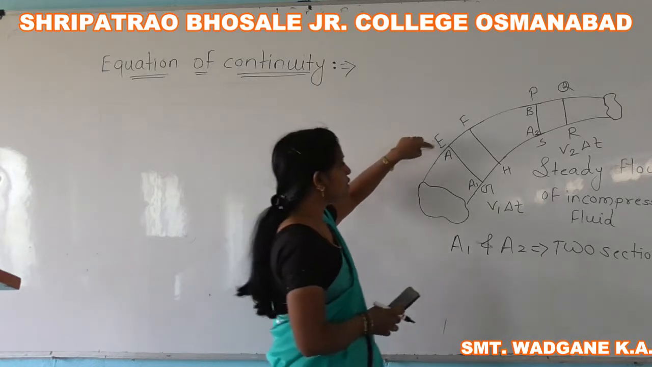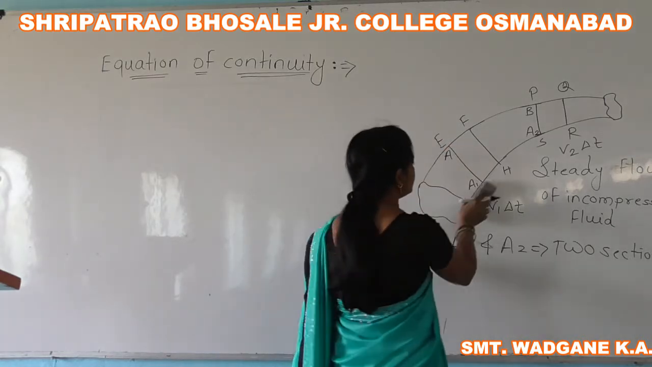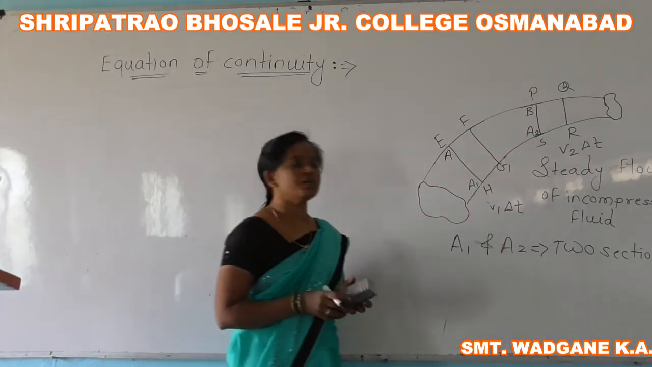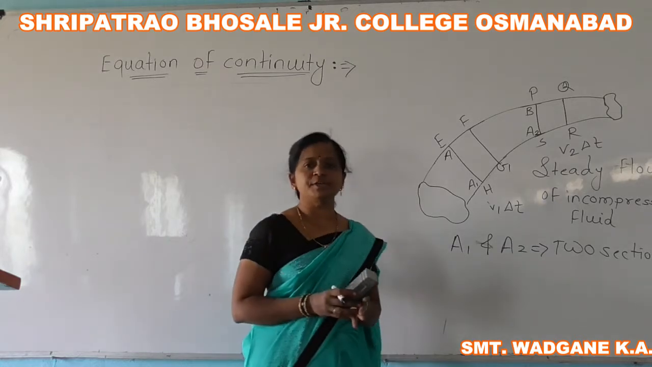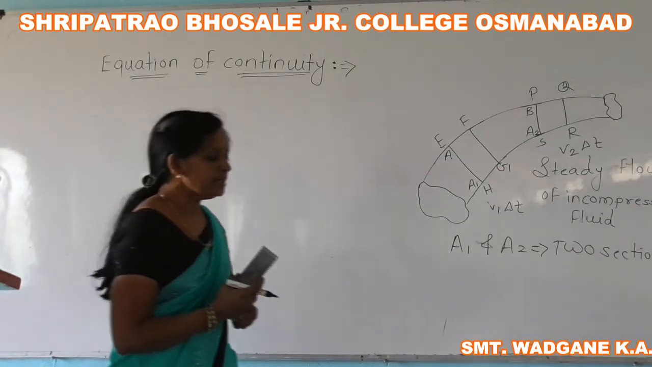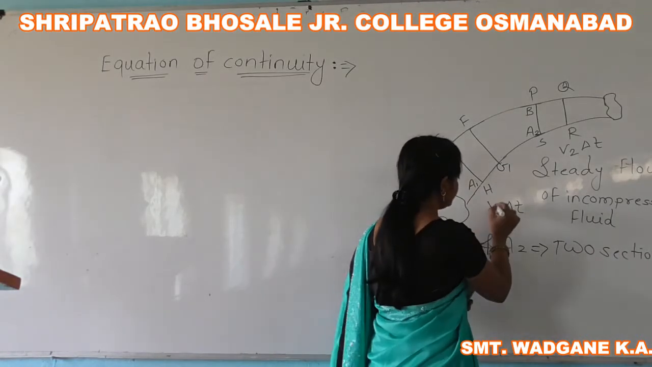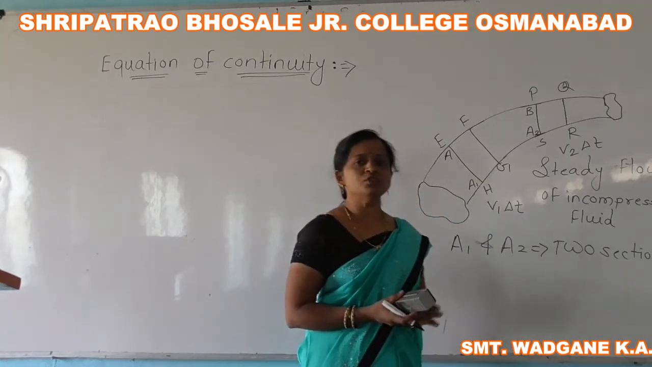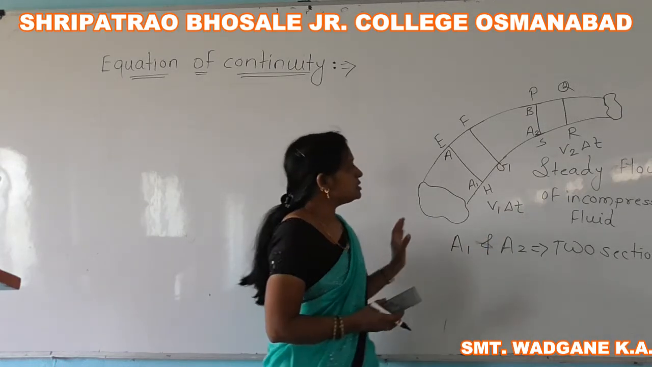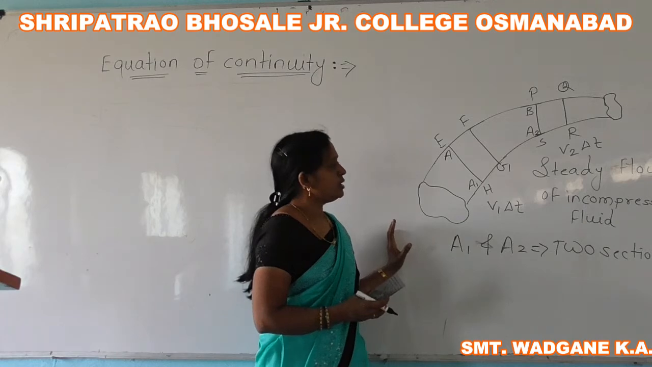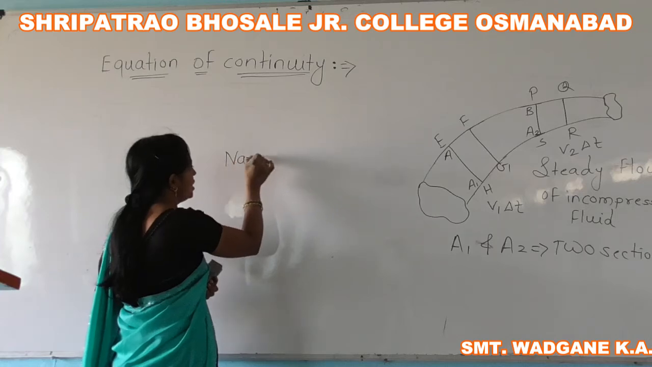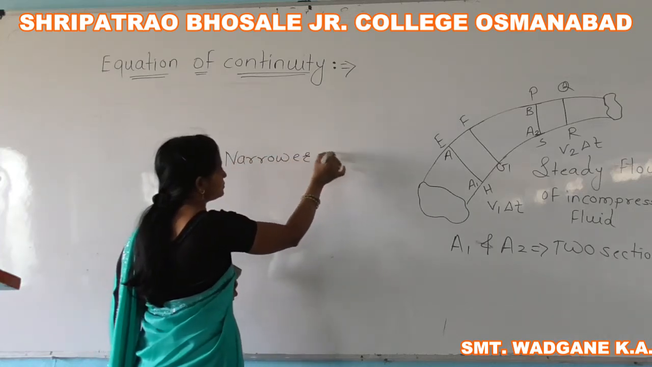Let us consider the section E, F, G, H having area of cross section A1, and another section P, Q, R, S having area of cross section A2. The corresponding velocities V1 and V2 are considered. Let us consider this incompressible fluid when it flows through the narrower section.